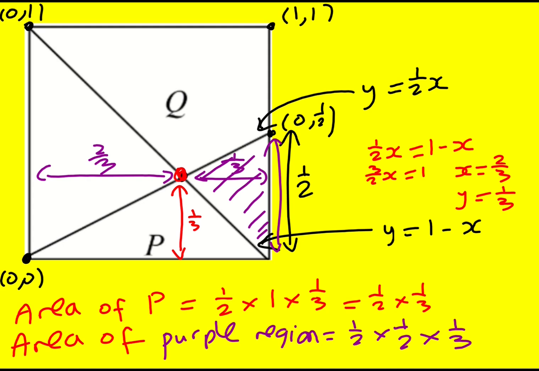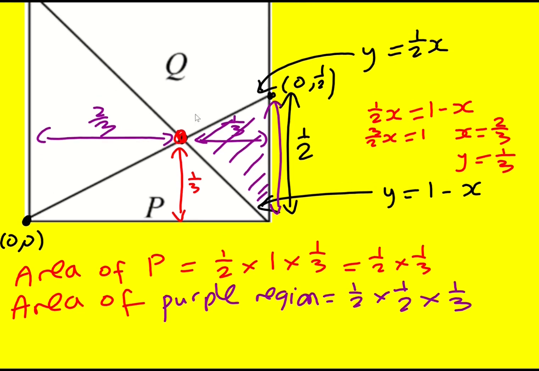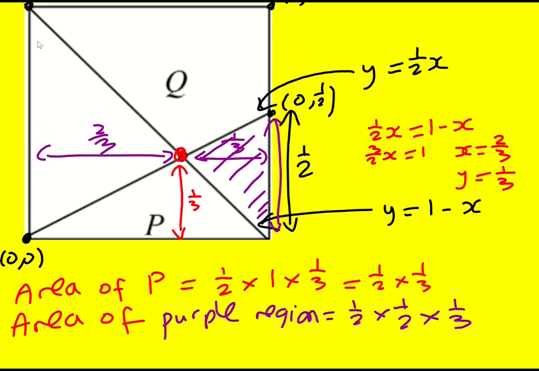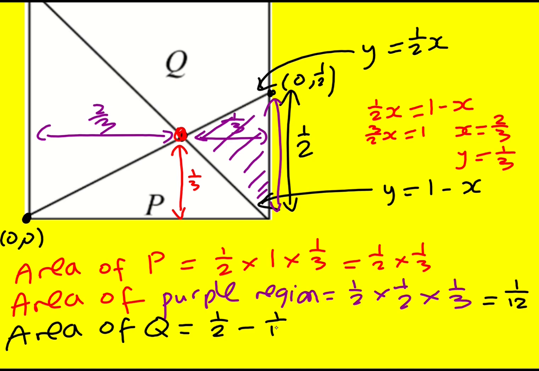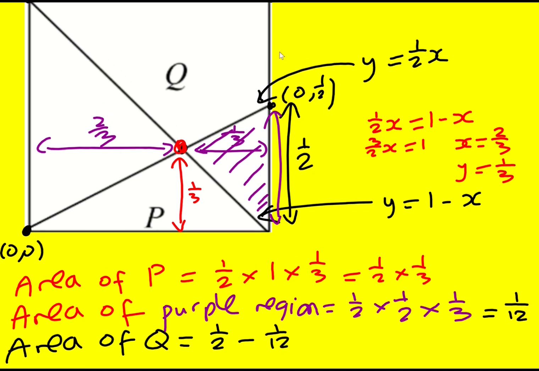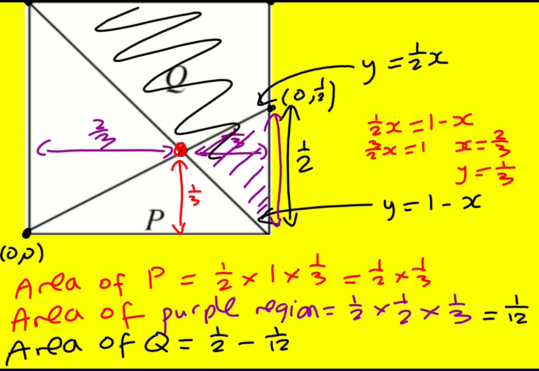And then half of the square is going to be just a half, because the whole thing is a 1 by 1 square. And therefore the area of Q is going to be a half minus, okay, I do need to work this out now. So this is 1/12. So a half minus 1/12. So I'm saying I've got half of a square. That's the whole bit here. I'm minusing the purple area. That's going to give me the area of Q. It's going to be a half minus a twelfth.